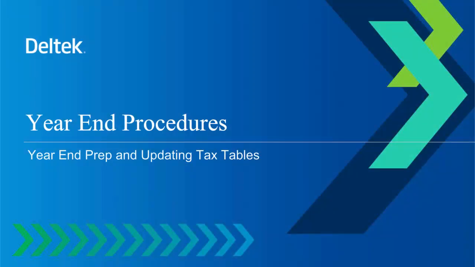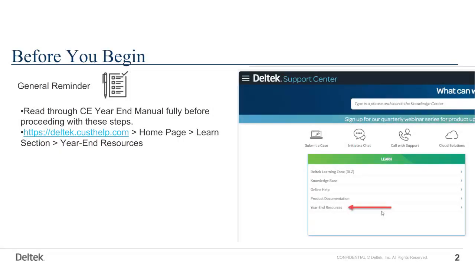Hello and welcome. Today we'll be going over year-end procedure for year-end prep for ending the payroll year and updating the tax tables. Before closing payroll for the year, you should read through the ComputerEase year-end manual in its entirety and determine dates that you can reasonably expect to complete each of the following tasks. You can find the manual in the Deltek Support Center homepage under Year-End Resources for guides and checklists.